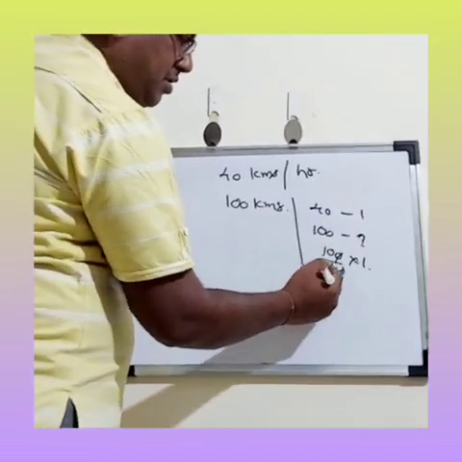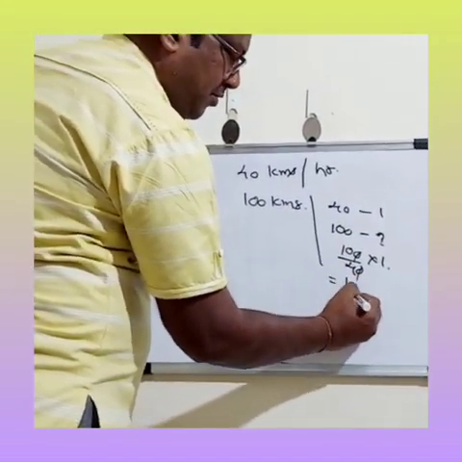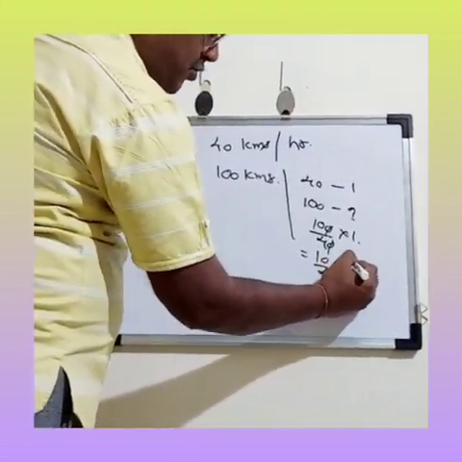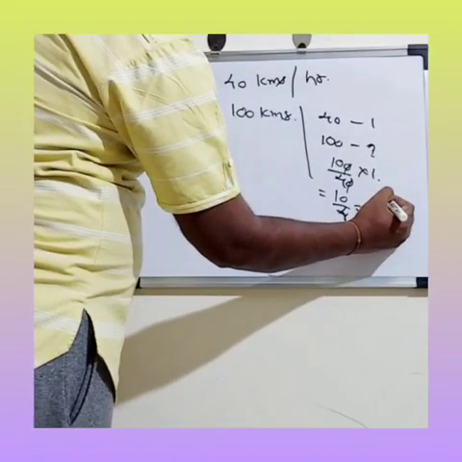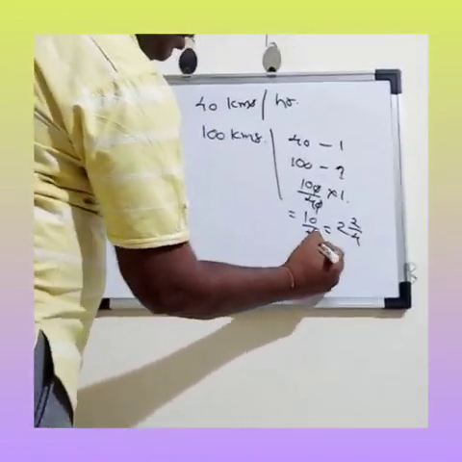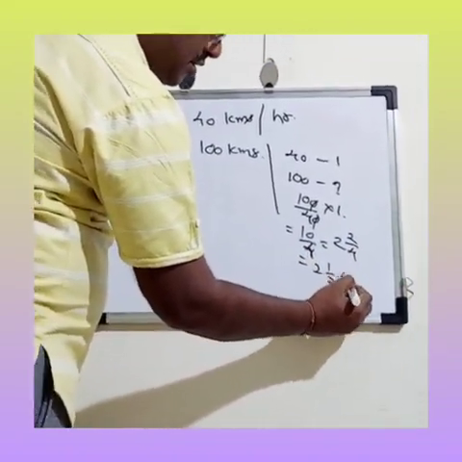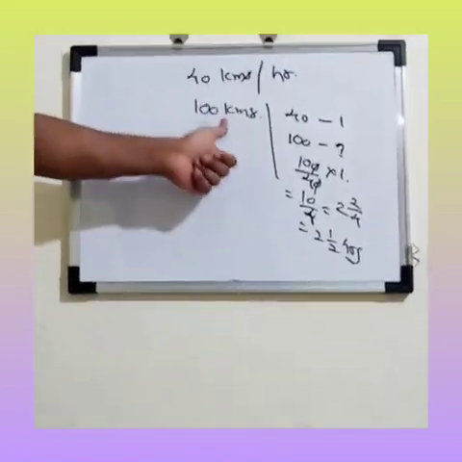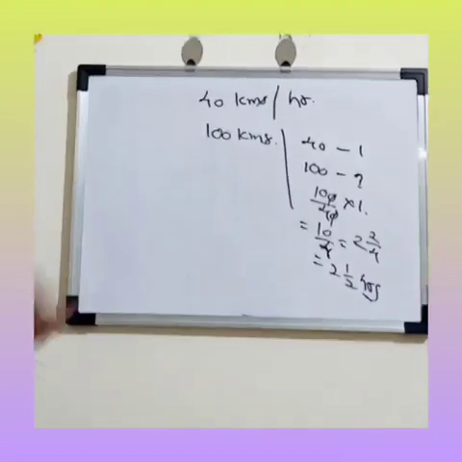Cancel the zeros. 10 by 4. 10 by 4 is how much? 4 twos are 8. The remainder is 2. 2 by 4 is 0.5. So that is 2.5 hours. This is one way. So 2.5 hours is what the train takes to travel 100 kilometers.